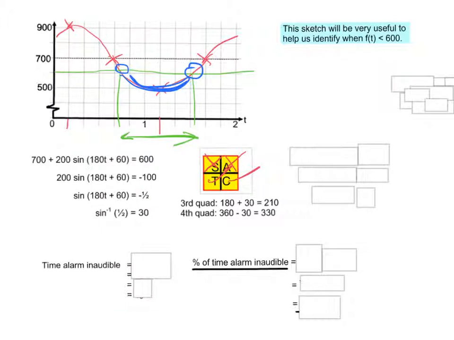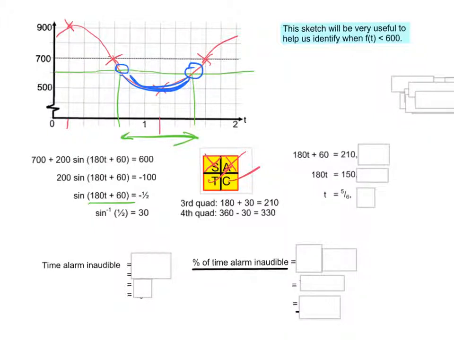Now, this isn't what t equals. This is what 180t plus 60 equals. So, setting up an equation with my first solution, 180t plus 60 equals 210. Solve it as normal. Take away 60. Divide by 180. That gives me 5 over 6, which sort of ties in with my diagram there. Remember, my diagram's not too accurate, but I mean 5/6, I'm pretty close there.